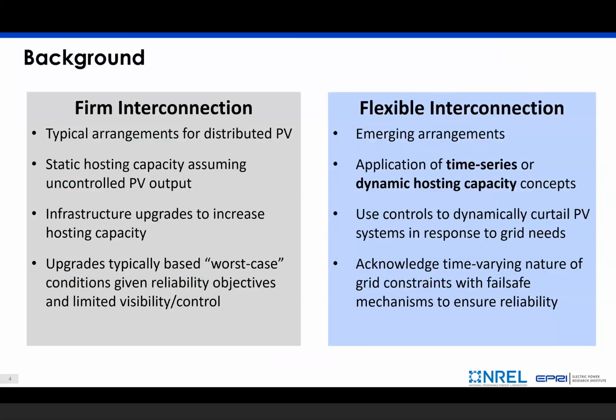By way of background, at a 50,000 foot level, flexible interconnection is really a novel approach that differs from traditional firm interconnection. And the principal differentiator here is that it applies controls to curtail DER.